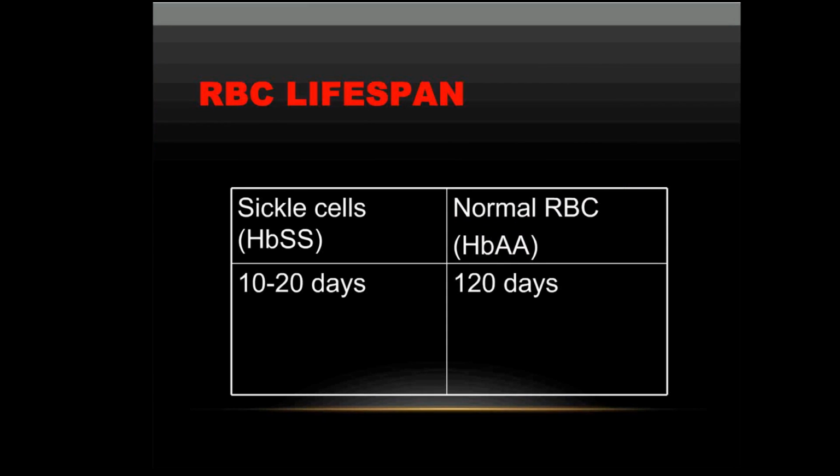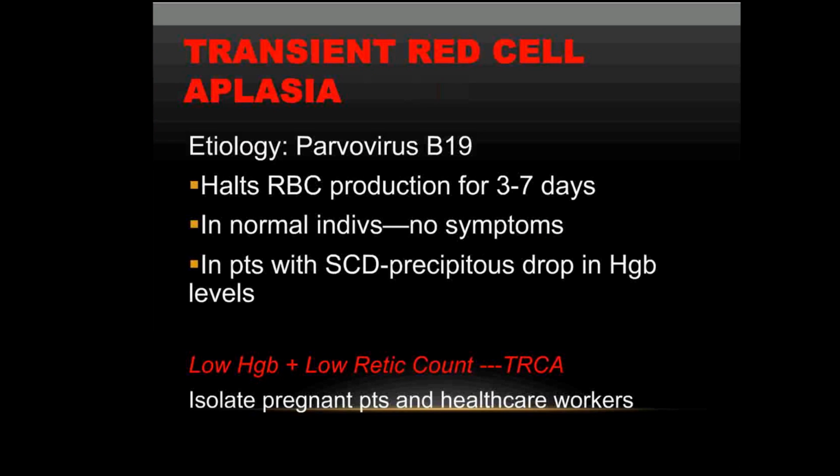And hemo is blood, lysis is breakage. So the blood cells are fragile, they break more easily, and they lead to the jaundice and anemia, and then a high bilirubin. This is the RBC lifespan. The normal red blood cells live 120 days, and sickle cells can live 10 to 20 days. Now, this is something pretty significant too.